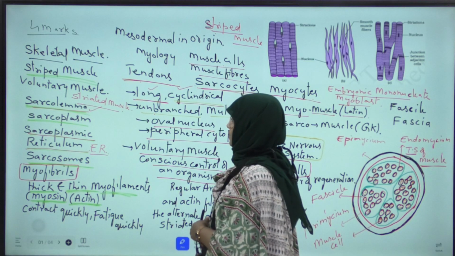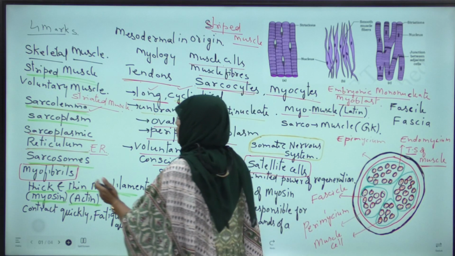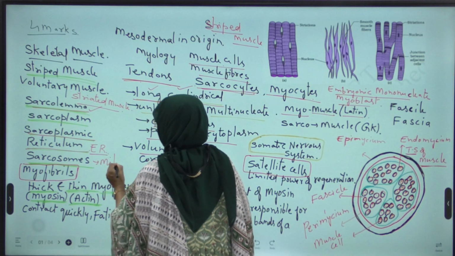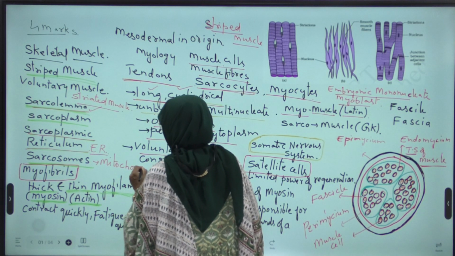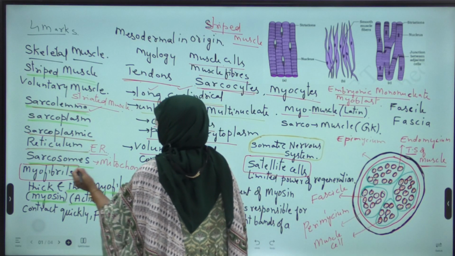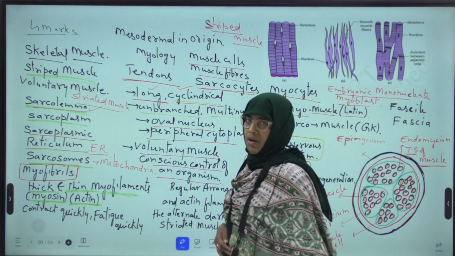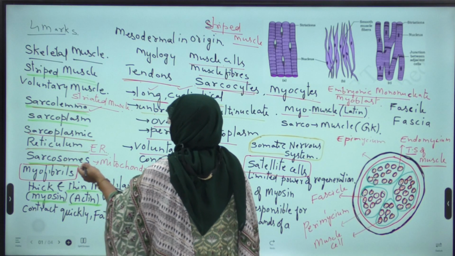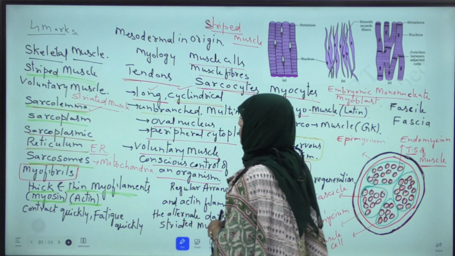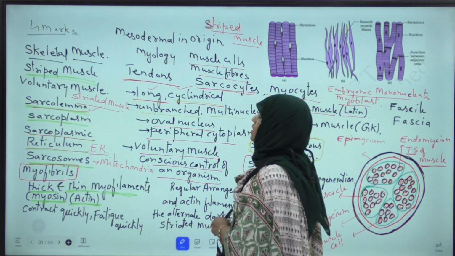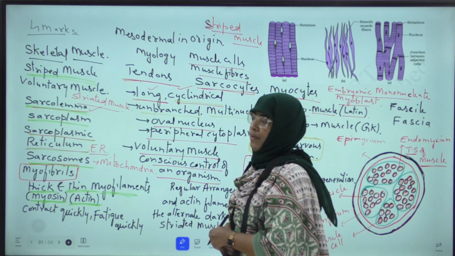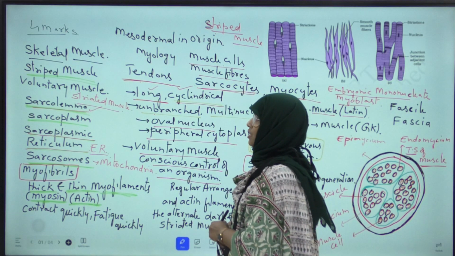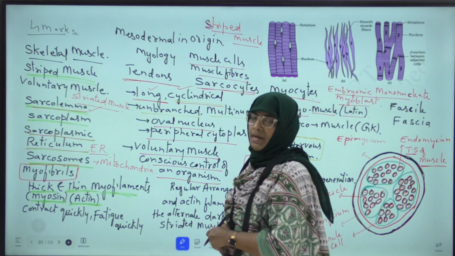Next, in the muscle cell, many sarcosomes are also present. What are sarcosomes? Mitochondria of the muscle cell are called sarcosomes. In the sarcoplasmic reticulum of the muscle cell, calcium ions are stored. These calcium ions are useful for muscle contraction.